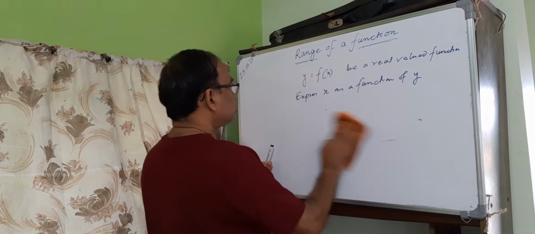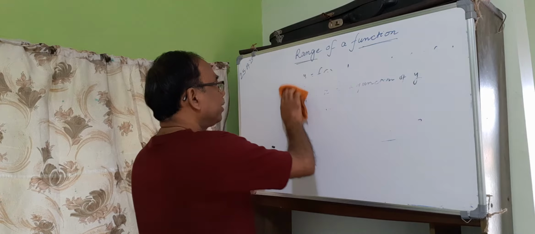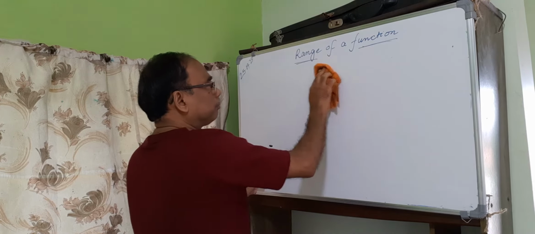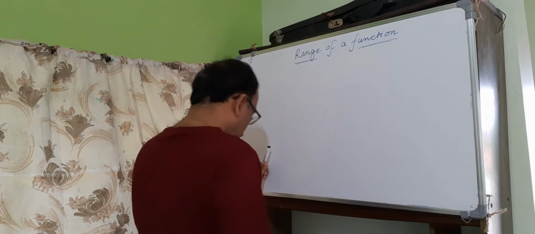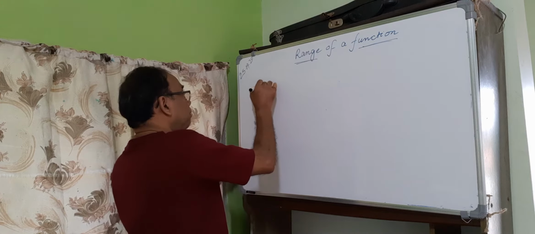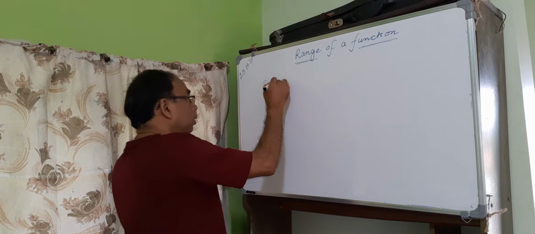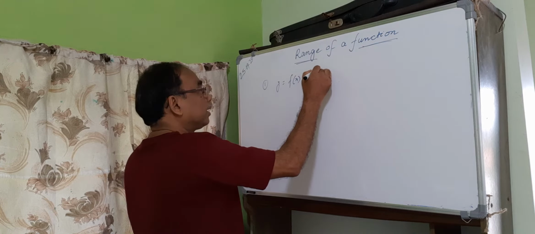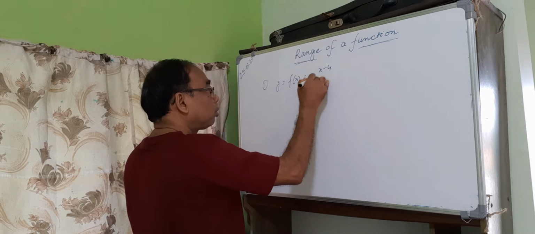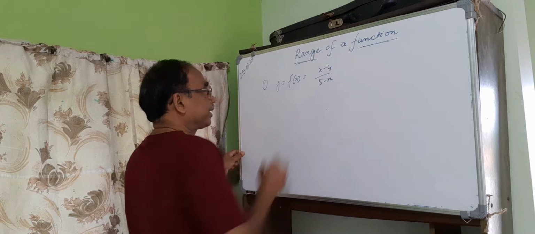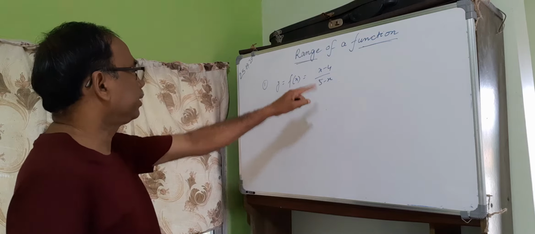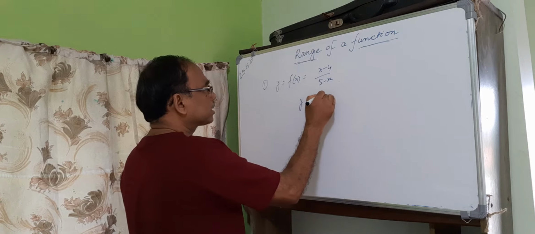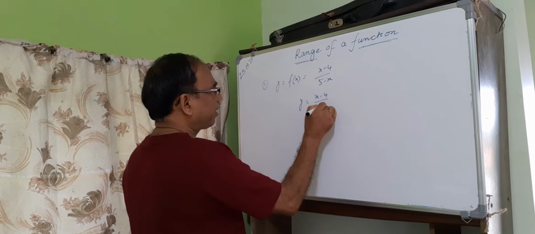Now, let us do sums relating to this formula. How could you find the range? Suppose sum number 1: y equals f(x) equals (x minus 4) over (5 minus x). Here y equals this.